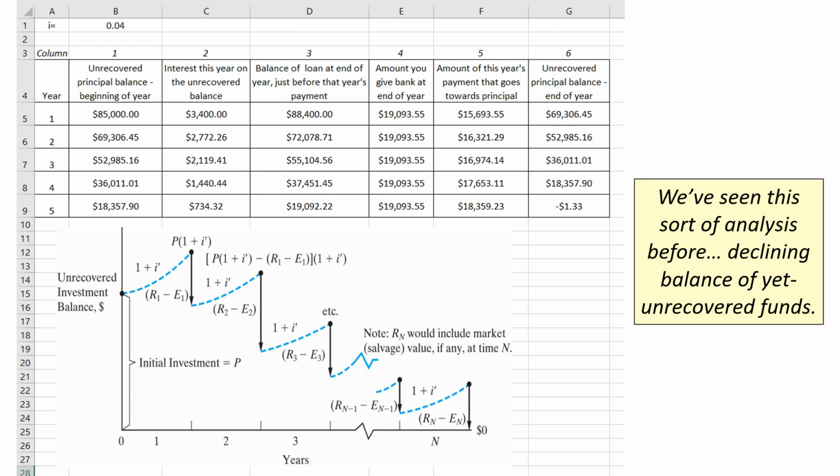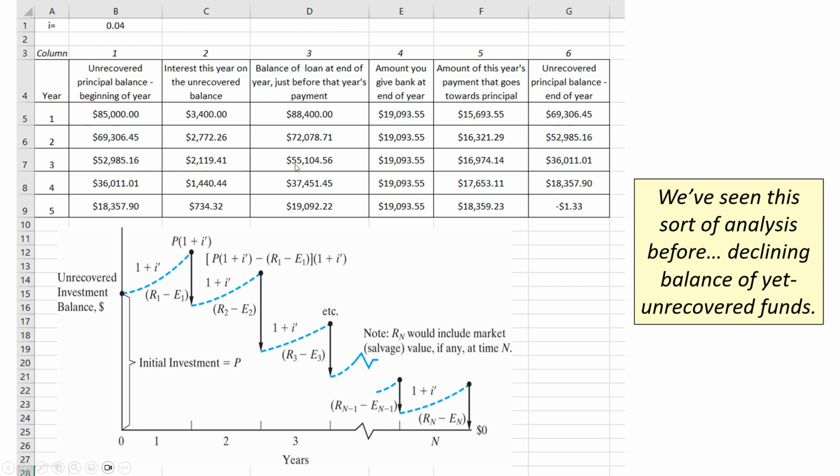If you're going to be paying off equipment, for example, in 5 years, which was the illustration that we did for that previous example, we calculated the payment amount using find A given P. But then what that allowed us to do is to calculate how much of that payment was covering the interest that accumulated, and then therefore how much of that payment was going to retire the principal, or to go towards bringing down the unrecovered principal balance.